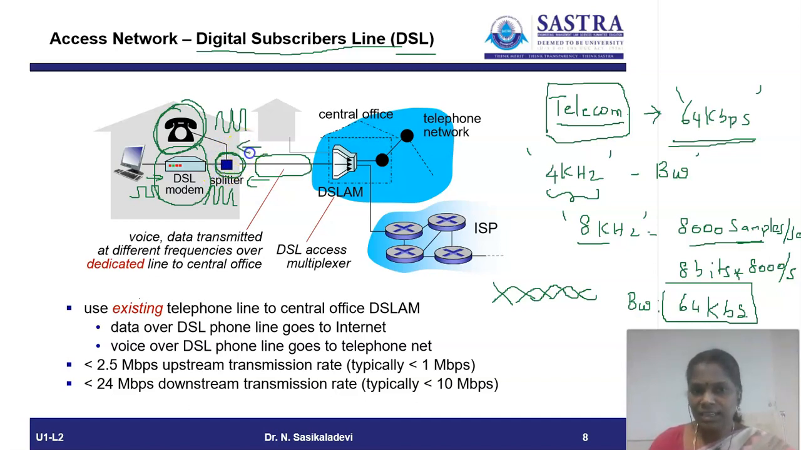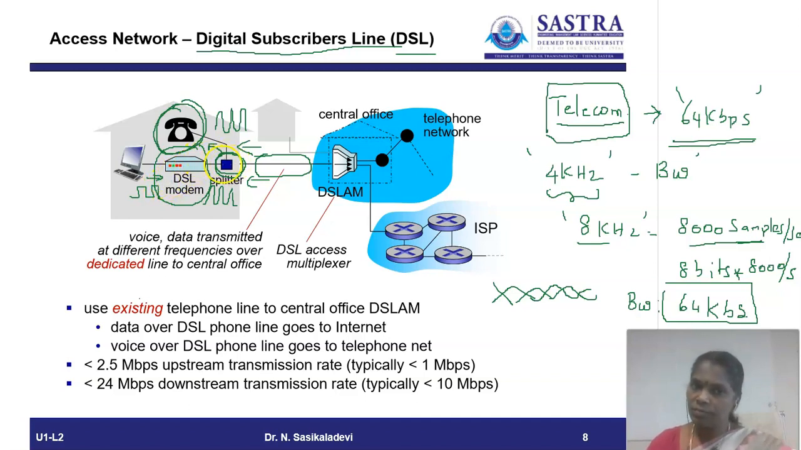Whenever it gets the data from this coaxial link, it just splits the data. What do you mean by splitting? If the data is for telephone, then the data will be transmitted to this. If the data is for computer, it will be transmitted to this. How does it know? Based on packet switching and circuit switching.